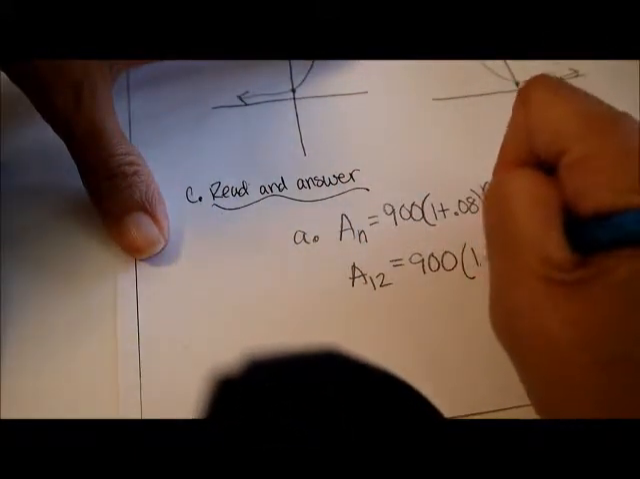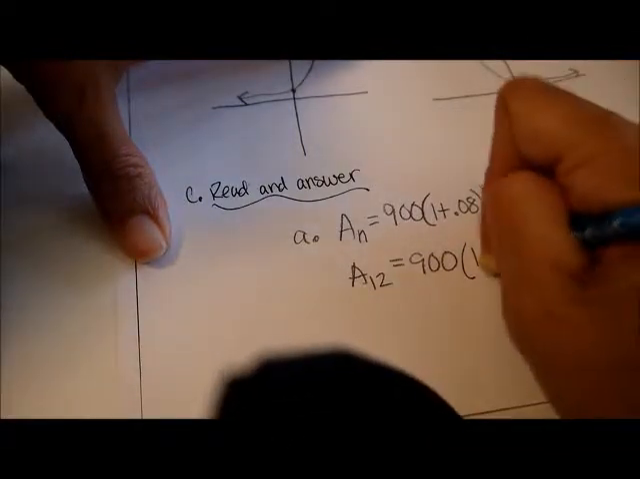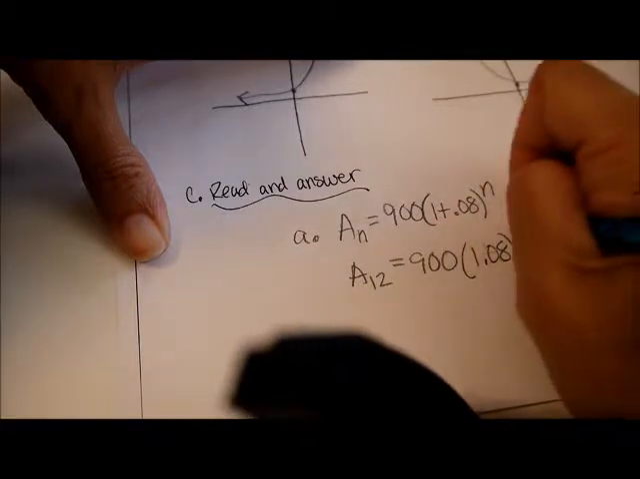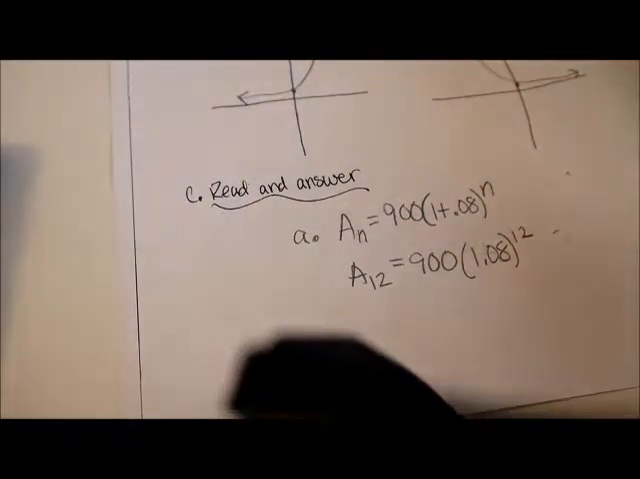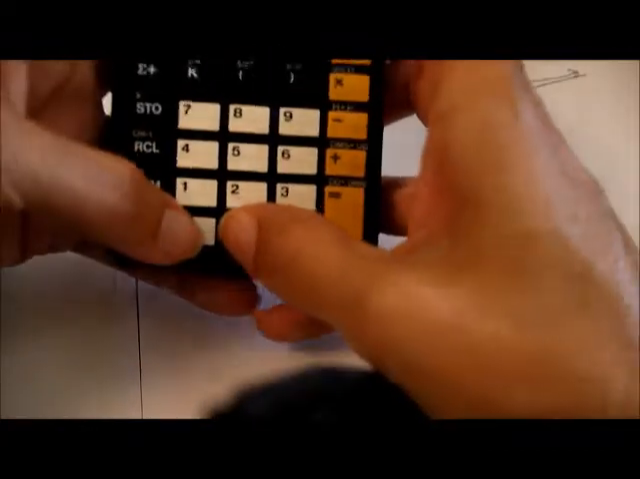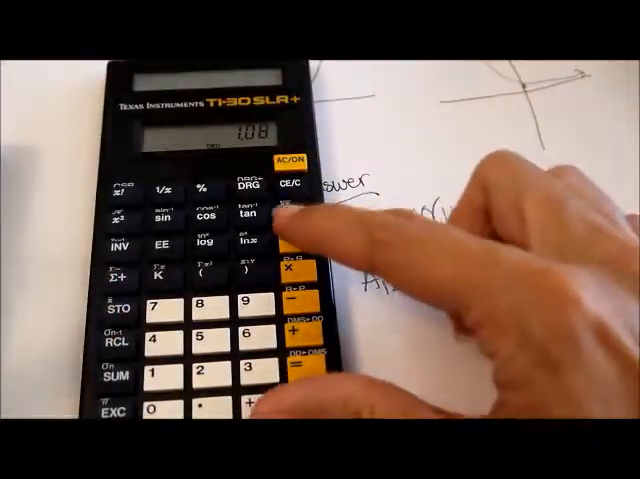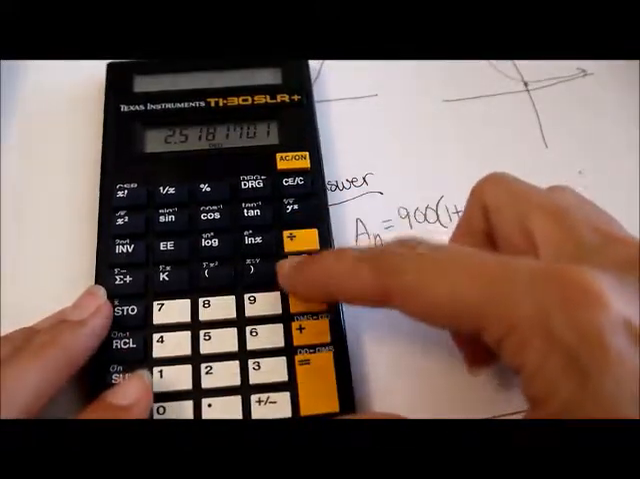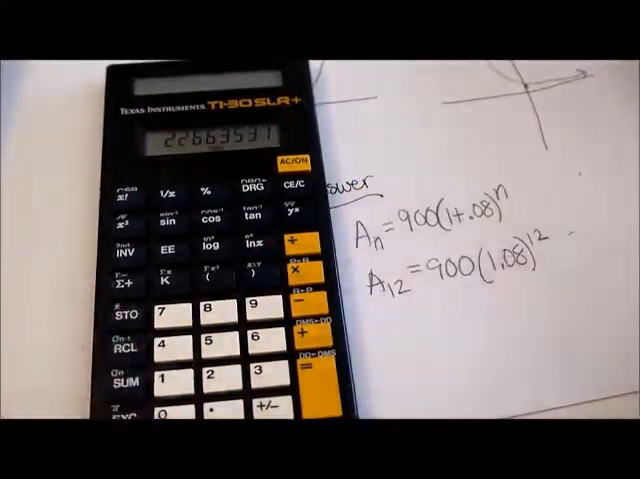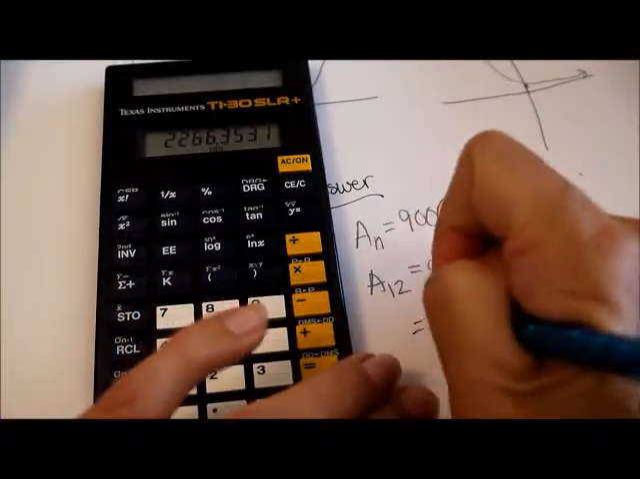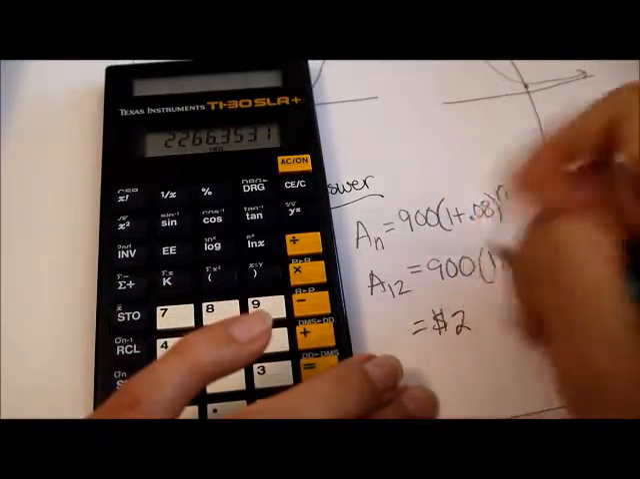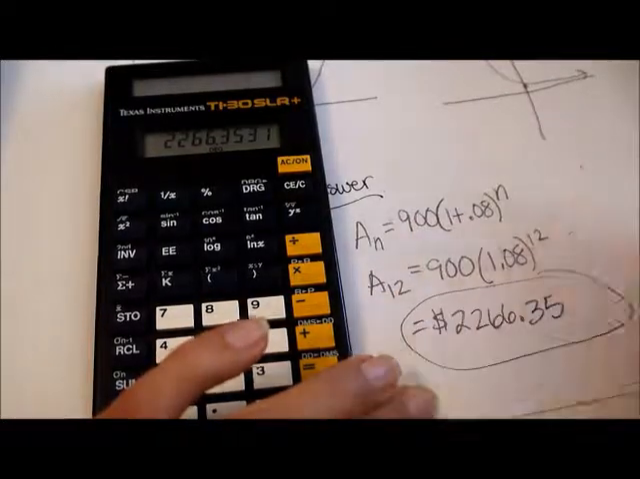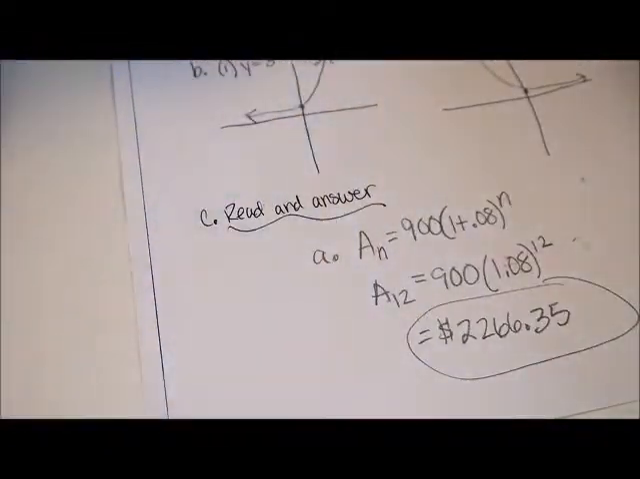And then this part, we actually calculate 1.08 to the 12, okay? So I'm going to go ahead, do 1.08 to the 12th power times 900, and it looks like she has 2,266.35. There you go.